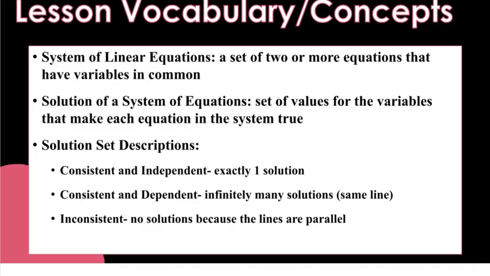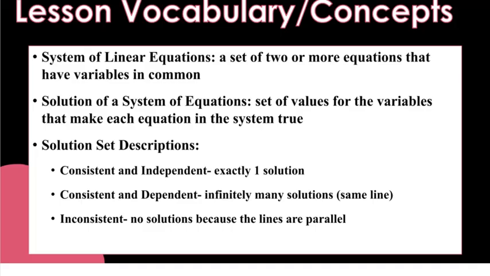Now the solution set can be described in different ways. Here are the ways you can describe them. So it's consistent and independent if there's exactly one solution. That means the two lines cross in exactly one spot, and that intersection point is the solution. And we normally write the solution as an ordered pair.